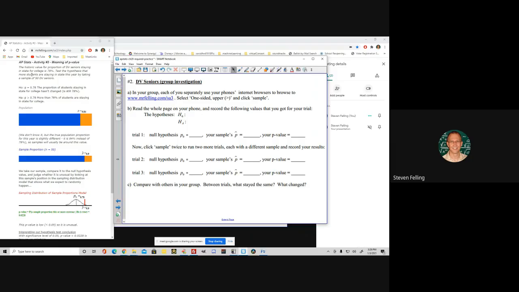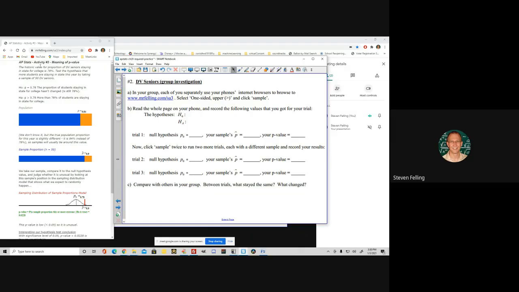Okay, so it says the historic value for the proportion of DV seniors staying in state for college is 78%. Test the hypothesis that more students are staying in state this year by taking a sample of 50 DV seniors. That means the null hypothesis would be that the proportion P for the population of DV seniors is still equal to the historic value of 0.78, or in words, the proportion of students staying in state for college hasn't changed. It's still 78%.